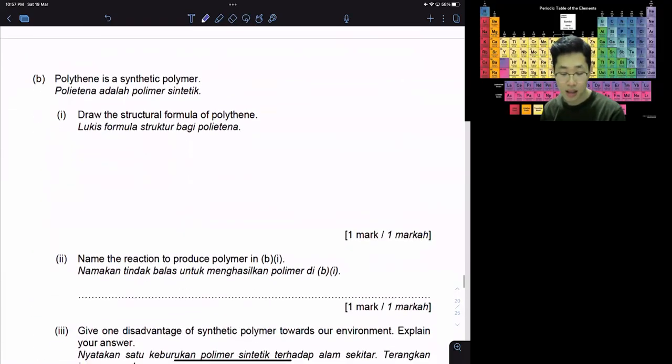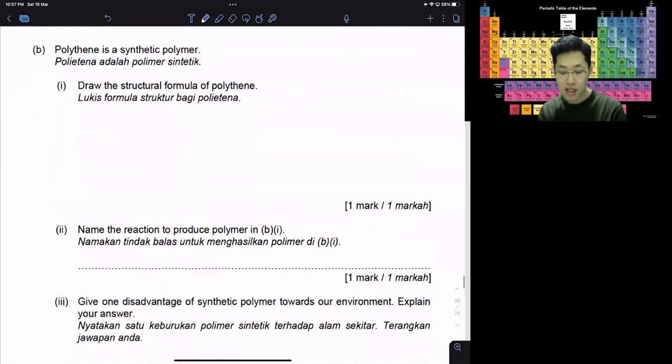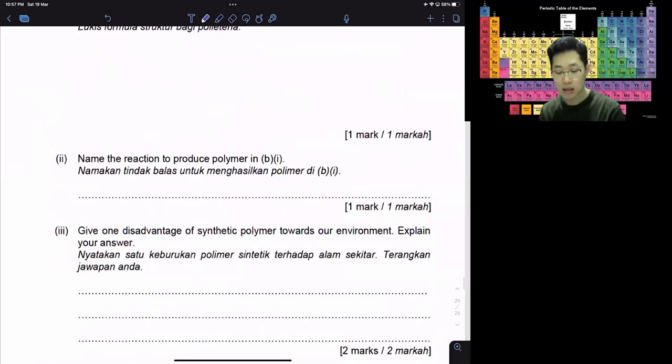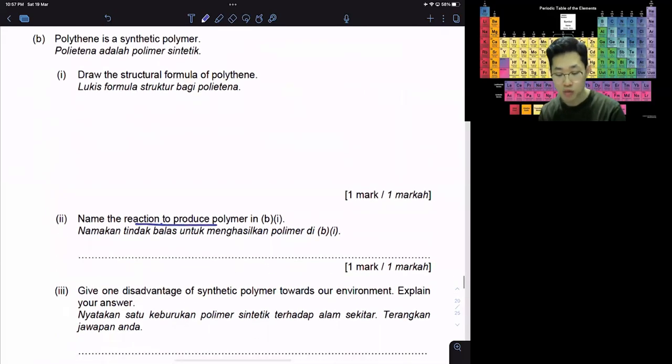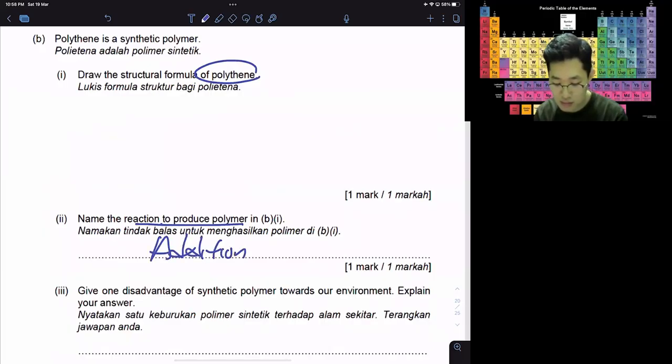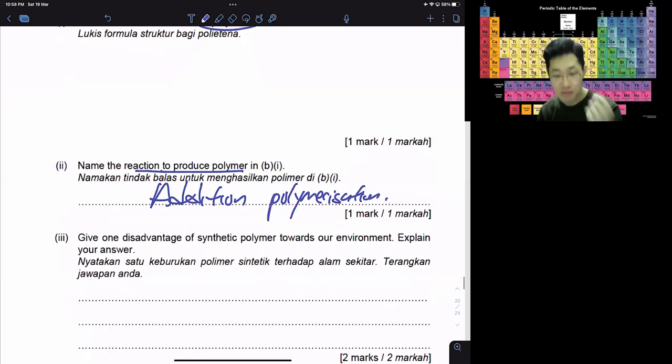And then polythene, no need this one. What is the reaction to produce polythene? Very good. Efficient polymerization, yes. Thank you.